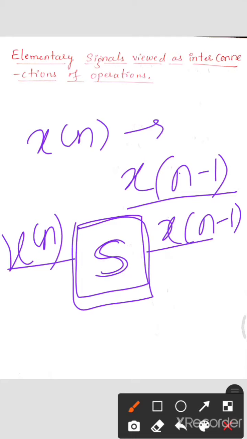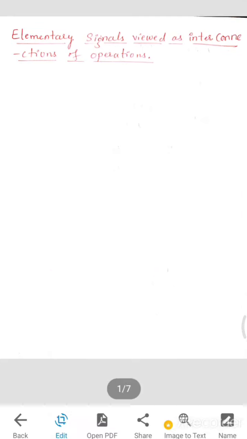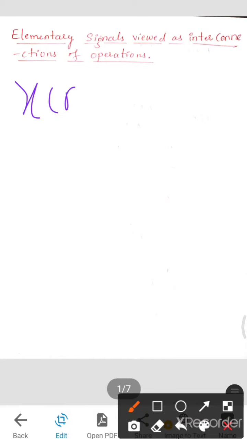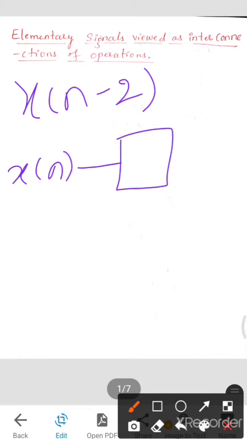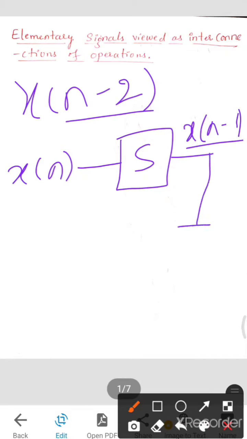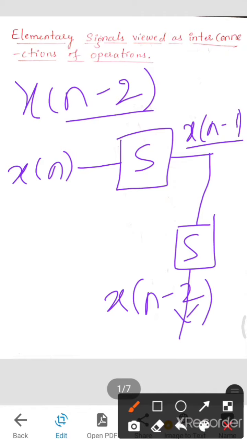If it is a delay by 2, for example x of n minus 2, then what do you have to do? x of n is your input signal. The output of the first operator will be x of n minus 1, and then one more time we require n minus 2. This is n minus 1, so we have to take one more s, that is a delay. The output signal will be x of n minus 2.